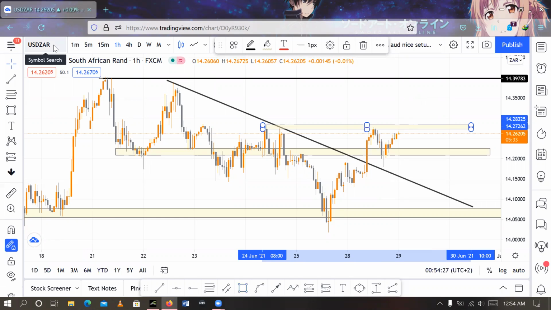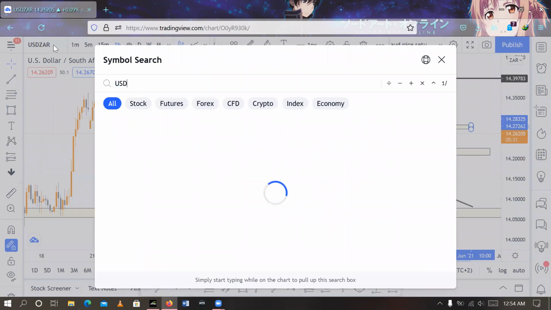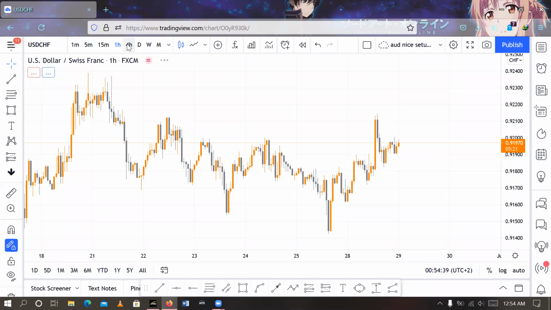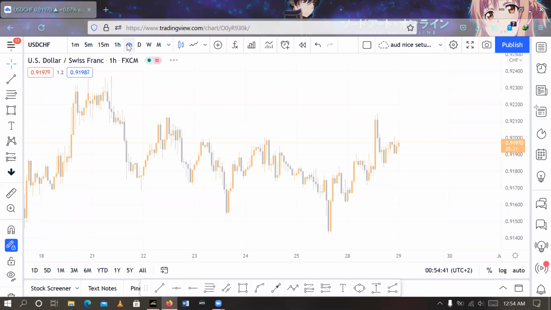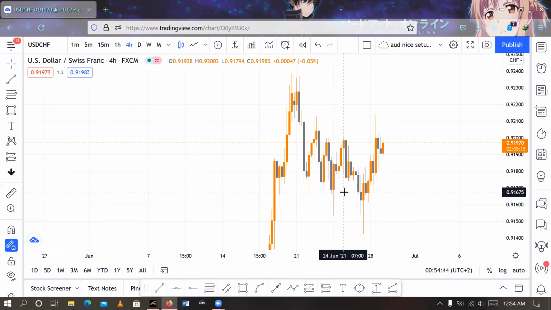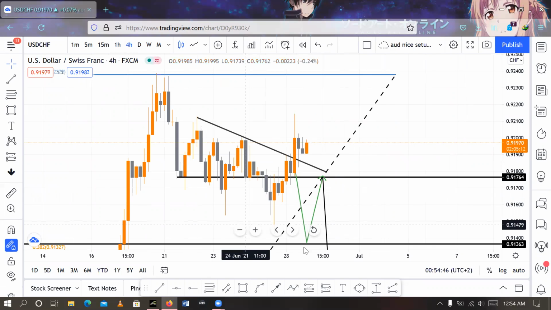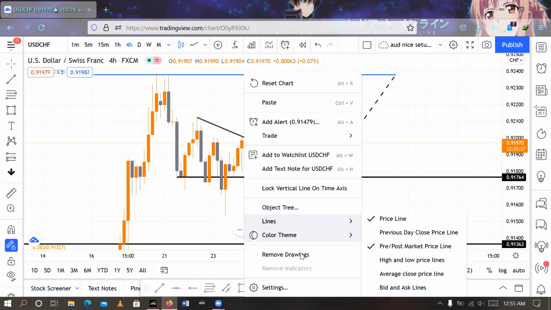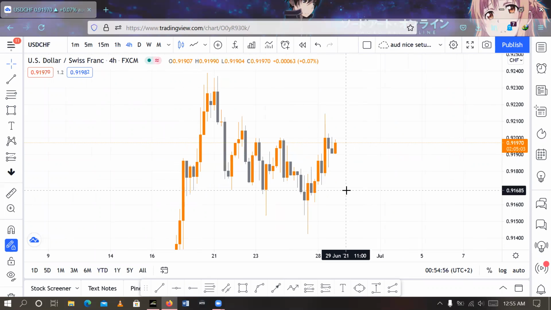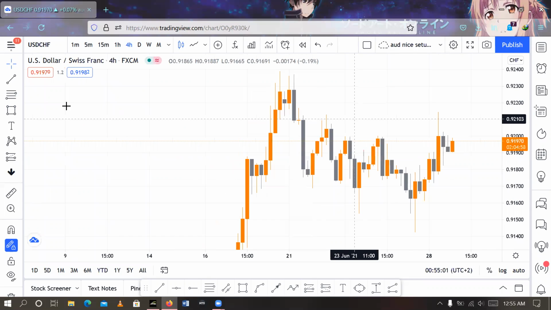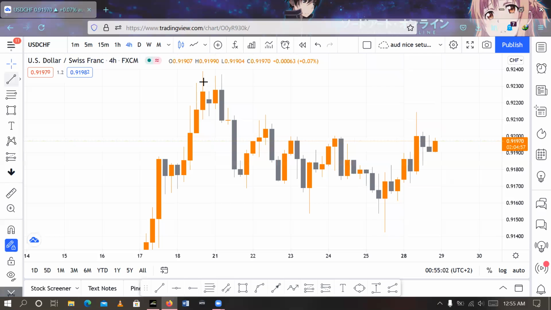The USD CHF, right? What we had analyzed on the USD CHF is that we will wait for the level to be completely broken. And if we don't get that level break, we will be waiting for a push to the upside to the most recent high level, right? So the most recent high level is this level here, right?